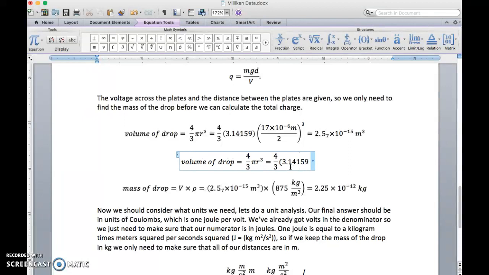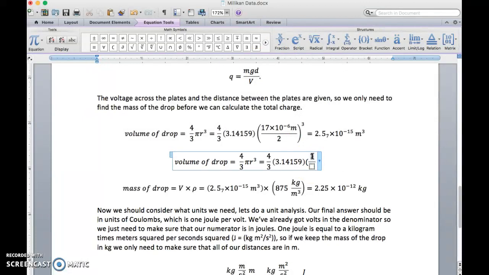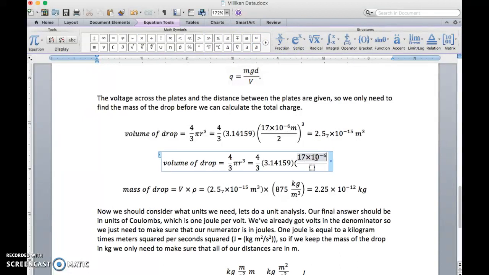3.14159. As soon as you close the parentheses and hit spacebar, you'll notice it now has connected those two parentheses together. It'll be a little more obvious when I do it the second time. Right, 17. The times symbol is up here in the top, times 10 raised to the -6. And I always have meters in my equations. If you haven't figured out, units are very important to me. All right, divided by 2, because that was a diameter, so I need a radius.